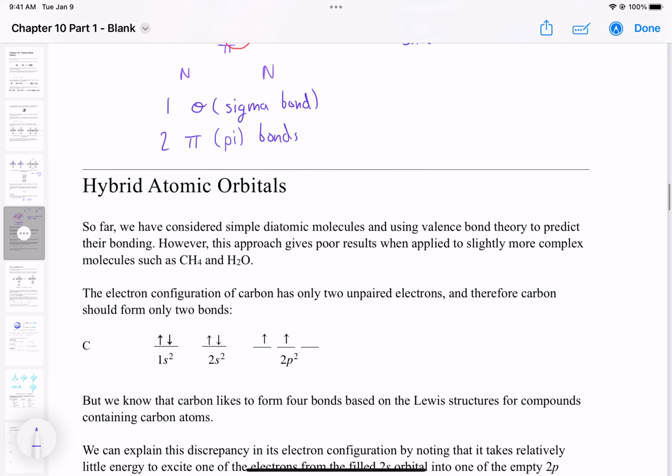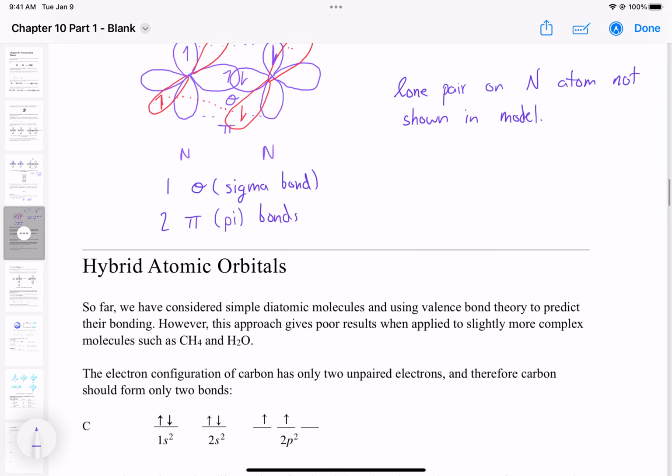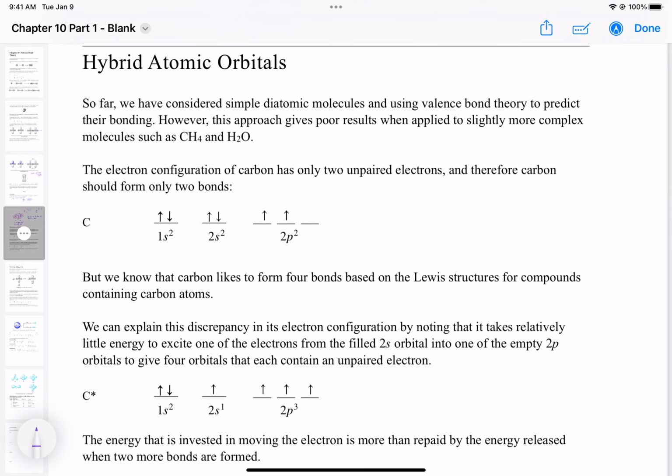All right, now let's talk about hybrid atomic orbitals. So we kind of touched upon it when we were talking about the different shapes, but now we're going to talk about what it actually means. So when we were talking about valence bond theory, so far we considered simple diatomic molecules, and using valence bond theory, it was easy to predict the bonding. But this approach is not great when applied to more complicated molecules such as CH4 and water, so molecules that have more than two atoms in the structure. So let's go over that.